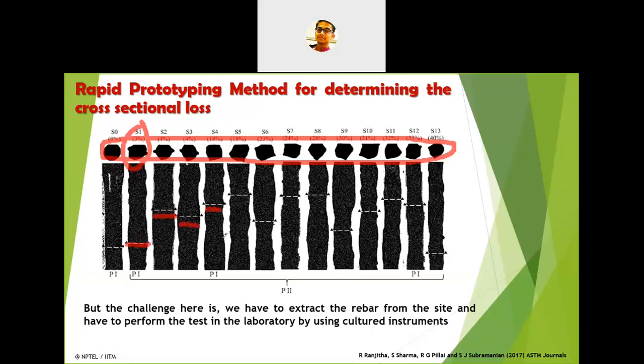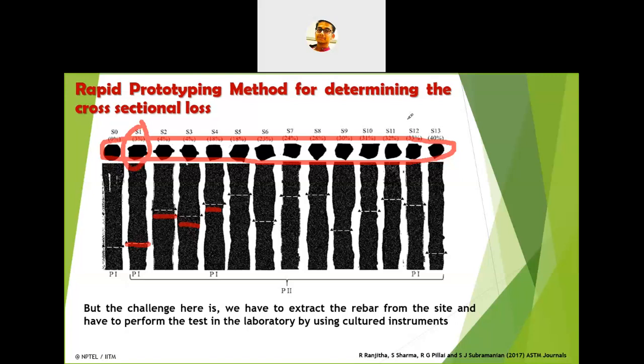So up to now, there is no technology which can give you a perfect idea of this. In future, there may be some technology which can give us a convenient method by which we can say how much the cross section loss may be. But now this rapid prototyping system or technology seems somewhat convenient.